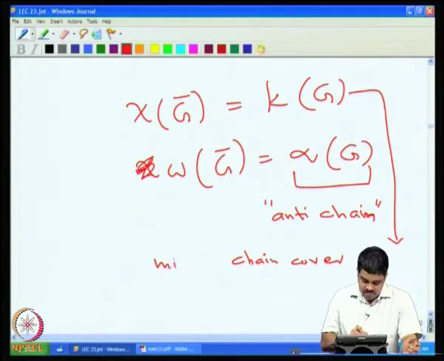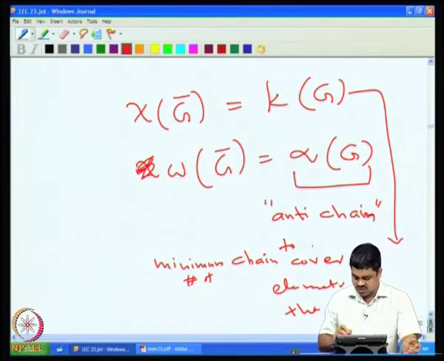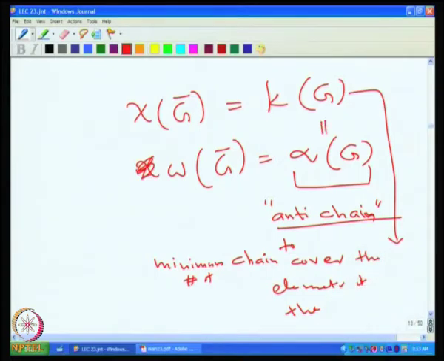We want the minimum number of chains to cover the elements of the partial order. This is exactly what Dilworth's theorem considered, the minimum number of chains to cover the elements of the partial order and the biggest anti-chain. Dilworth's theorem told us that these two things are equal, right. Essentially, therefore, chi of G bar is equal to omega of G bar. So, we are back to Dilworth's theorem when you consider the complement of the comparability graphs. There chi and omega correspond to the two parameters which Dilworth's theorem told us are equal. So, complements of comparability graphs are also perfect.